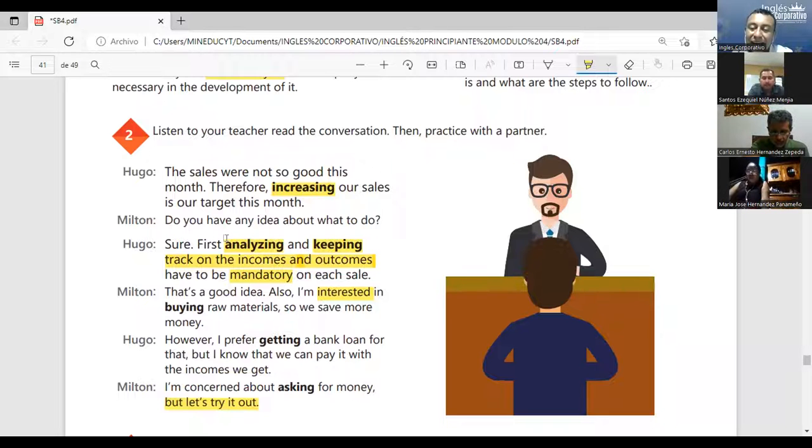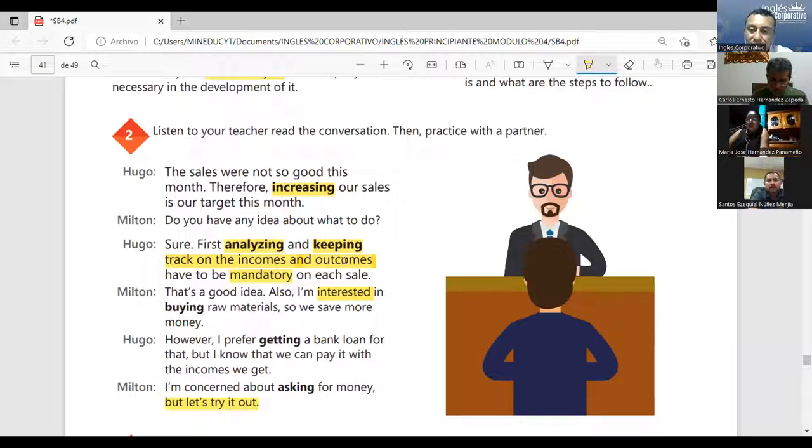Analyzing. Keeping track on the incomes and outcomes. Mandatory. Interested. But let's try it out.